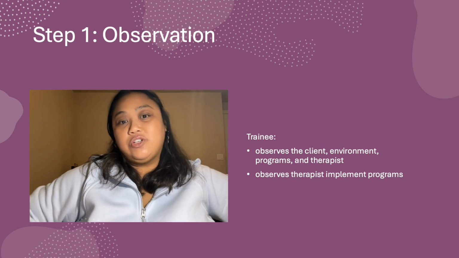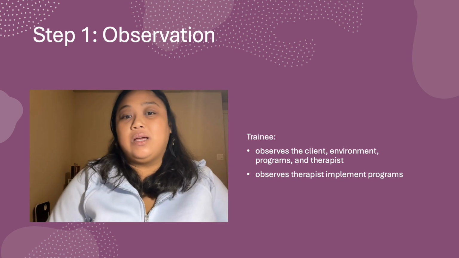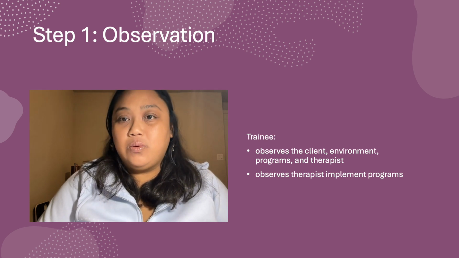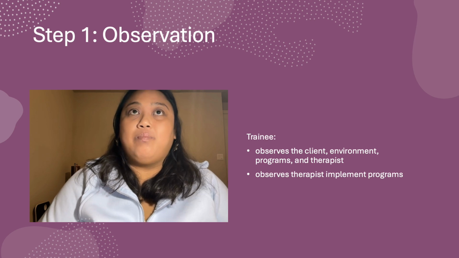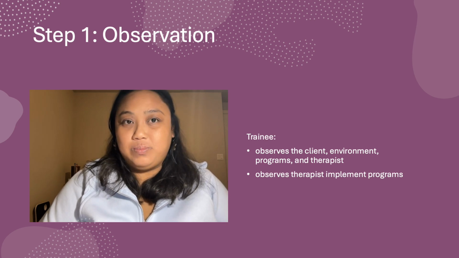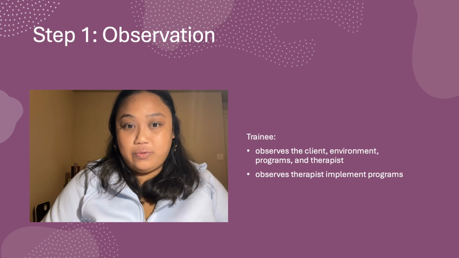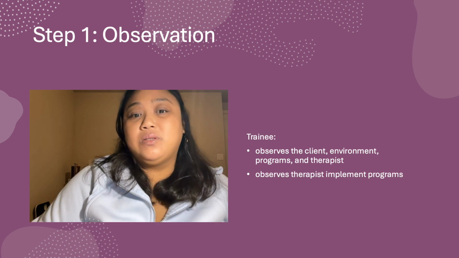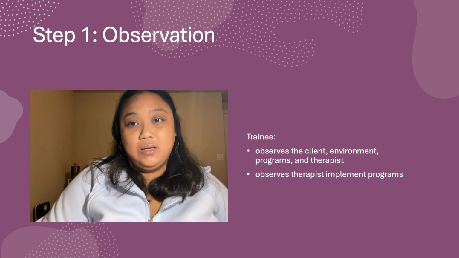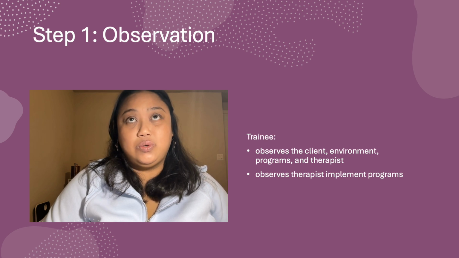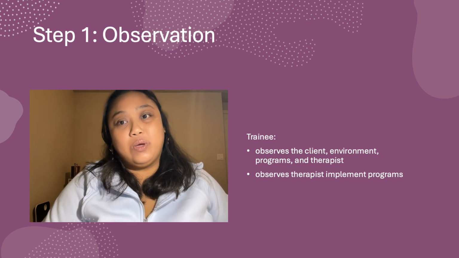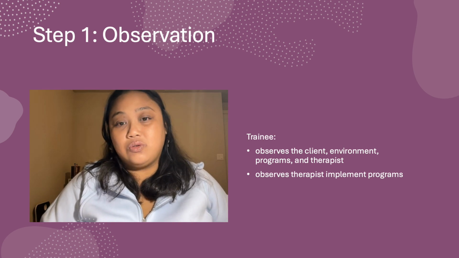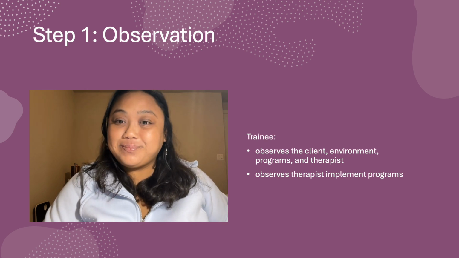Step 1 is about observation. The trainee observes the client's environment, the client's programs, and how the therapist interacts with the client. How does the therapist build rapport and pair with this child? The trainee also observes the therapist implementing programs. This is good for the trainee to listen to what we call the SD voice, their instructional control, their instructional voice, and how they do programs.